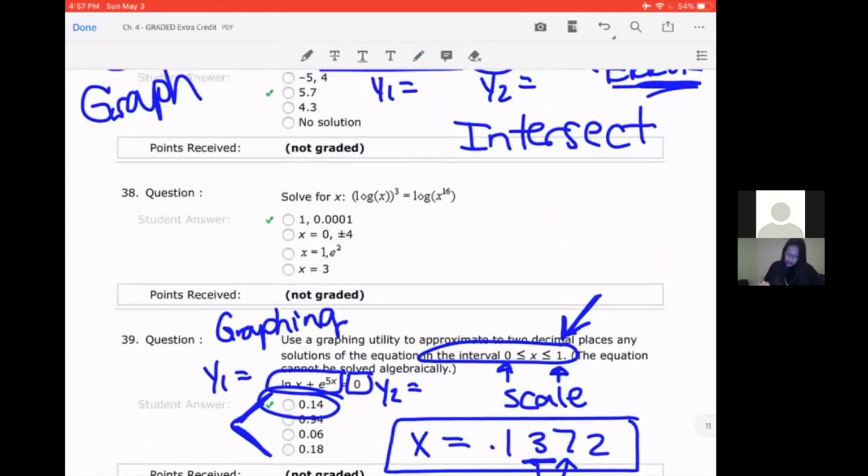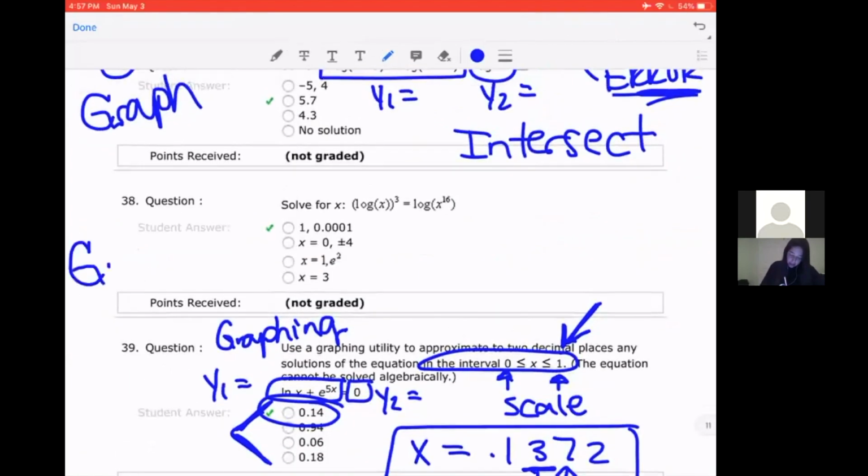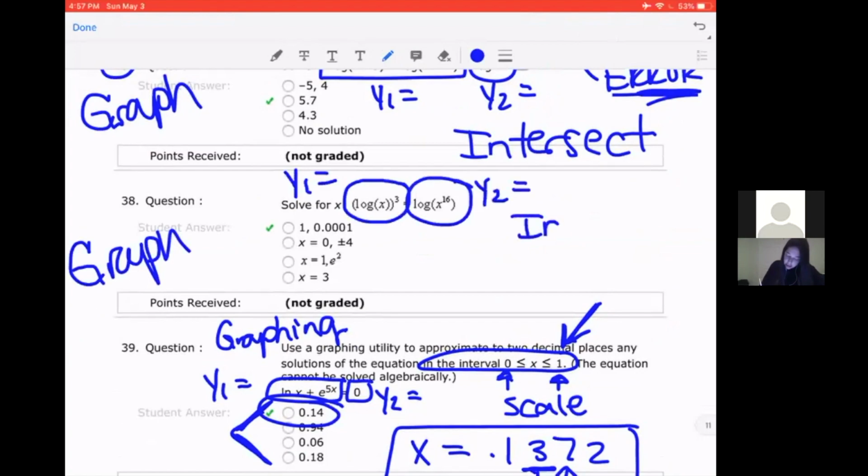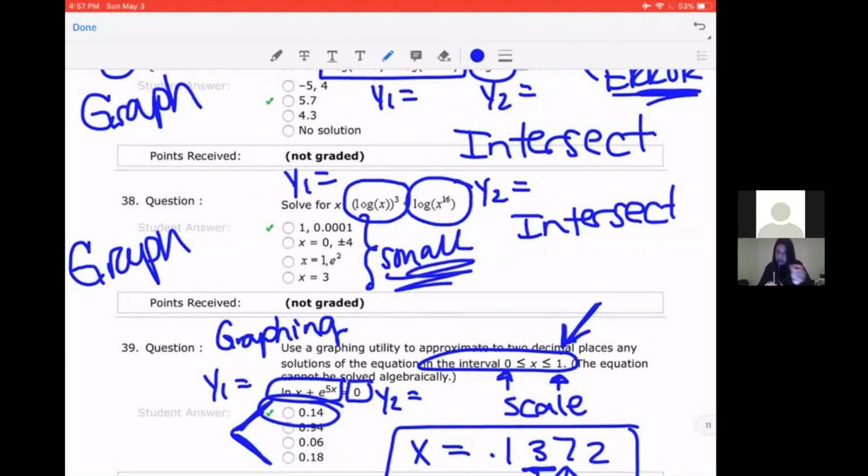For number 38, this is absolutely another graphing one. All right, so you would put all of this in y1 equals, all of this in y2 equals, see where they intersect. Please, guys, look at my answer options. These are all really small choices. So your x min and your x max, you want to make them little so that you can see. Okay, maybe from like 0 to 5, like an x min of 0 and x max of 5.